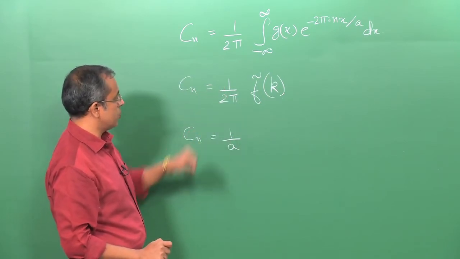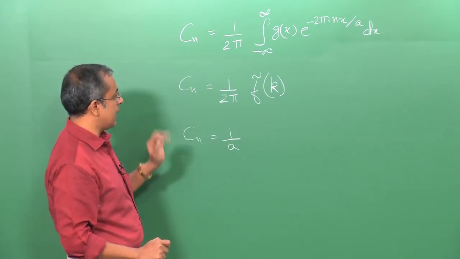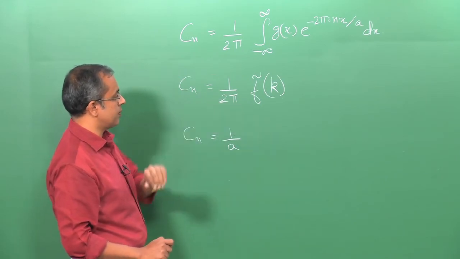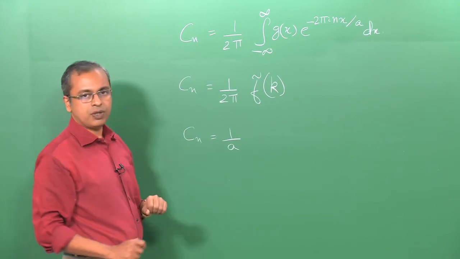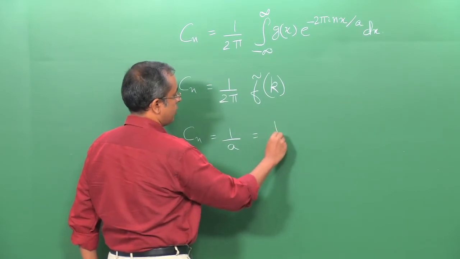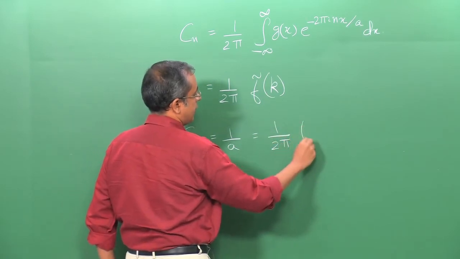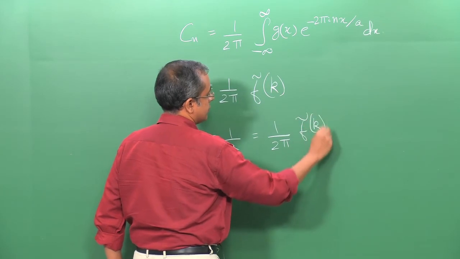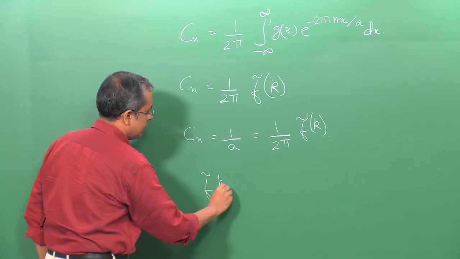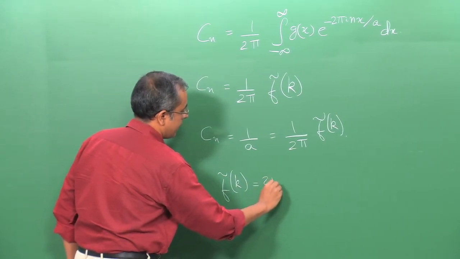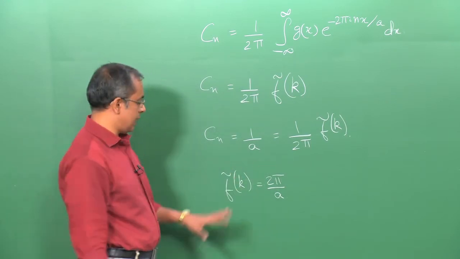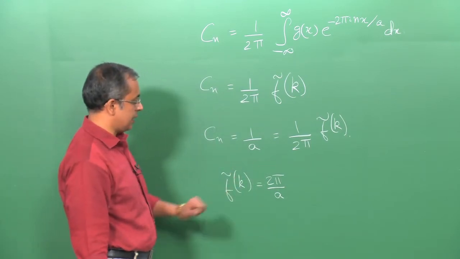So, for all values of n it would keep evaluating to 1 over a. Therefore, if you equate the result you get through the Poisson summation formula with the actual Fourier coefficients we are getting for the one-dimensional lattice, basically this means this is 1 over 2 pi f tilde k. Therefore, you have f tilde k equal to 2 pi over a for all values of n. So, that is the general result that we are getting.